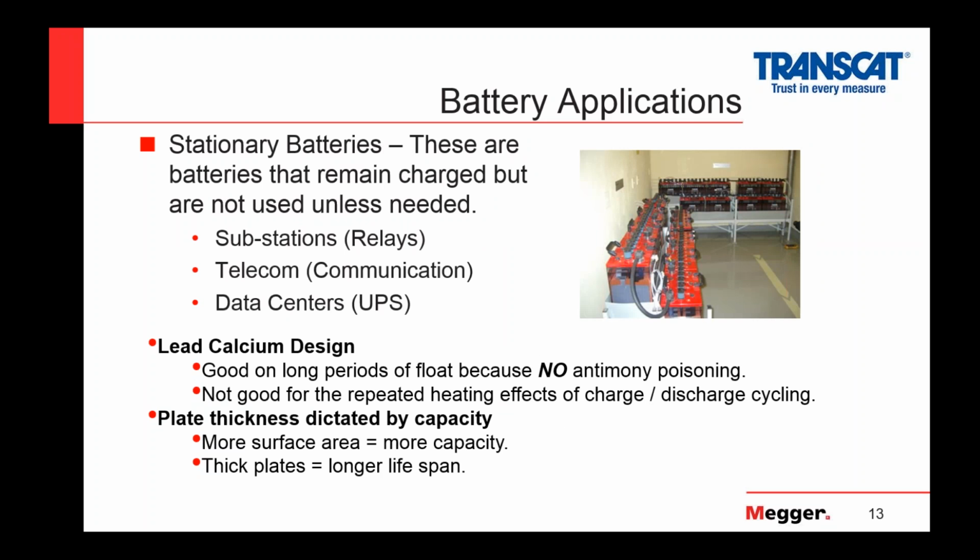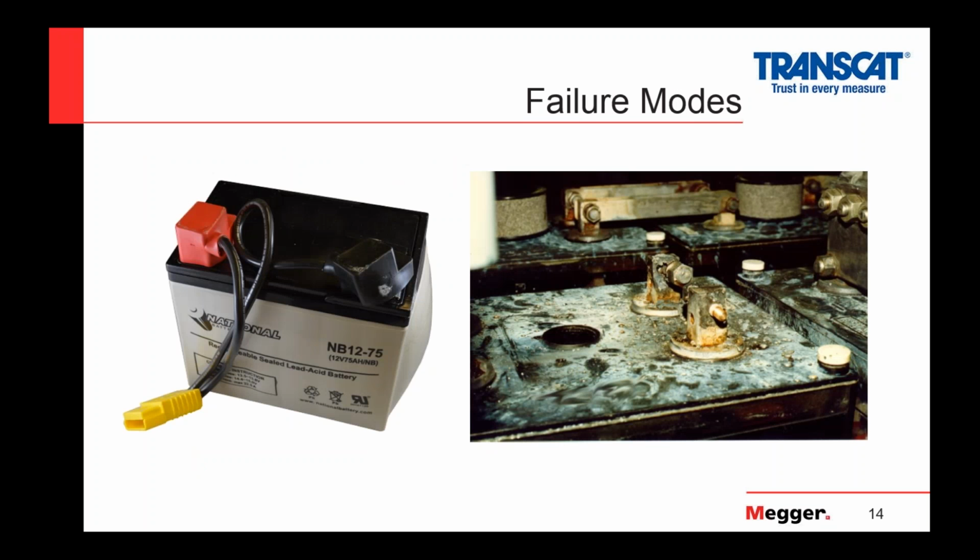Stationary batteries. Now these are the type of batteries, again, we're going to see in substations, telecoms, data centers, and typically we want a low antimony or a lead calcium design for these. The lead calcium, why? We don't get antimony poisoning in it. And the plate thickness is going to be dictated by the capacity we want. The more surface area, the more capacity you get. All right. Now, what I'm going to do is go into the failure modes of the batteries.